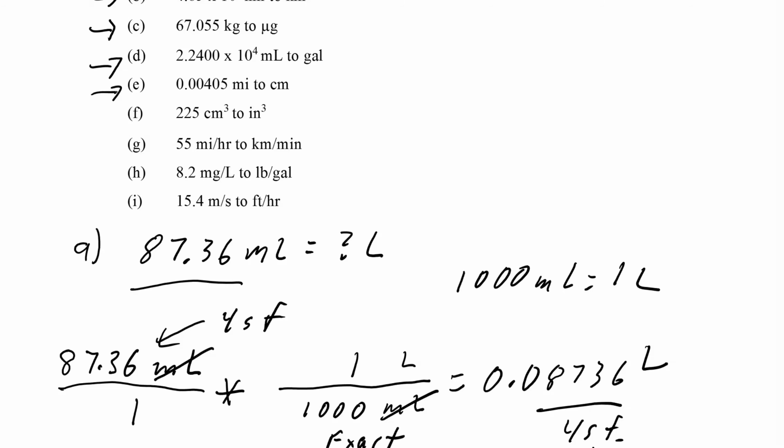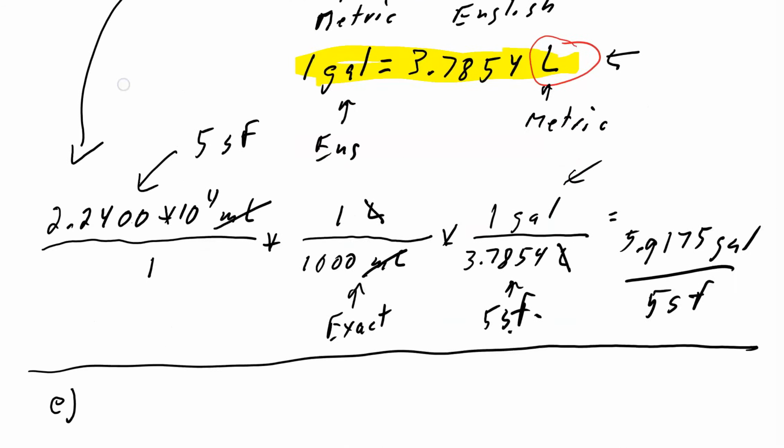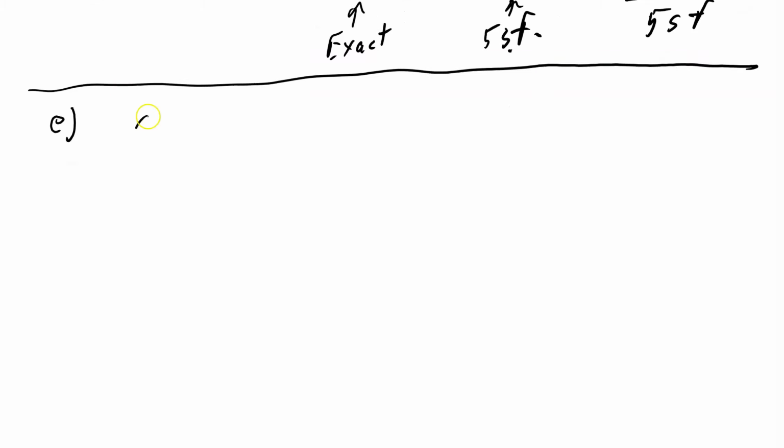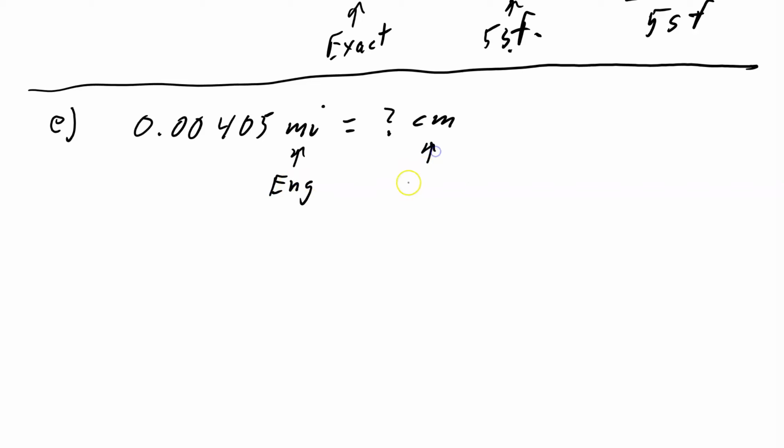0.00405 miles to centimeters. So let's write our starting measurement down here. We have 0.00405 miles, and we want to know how many centimeters is that. Once again, this time we're given a measurement in the English system. We want to convert it to a measurement in the metric system.